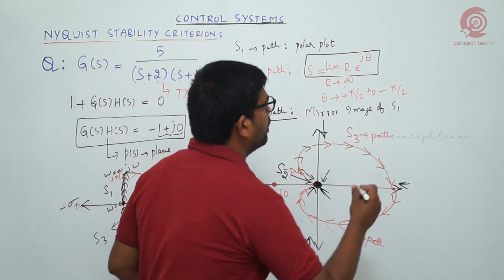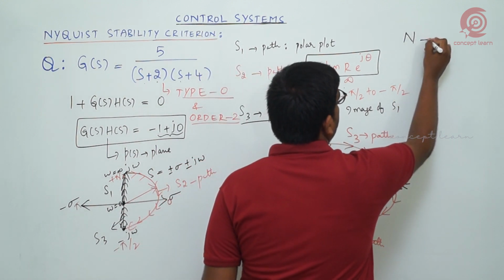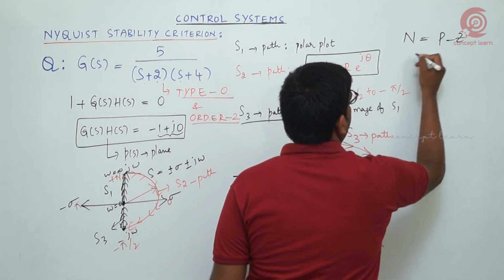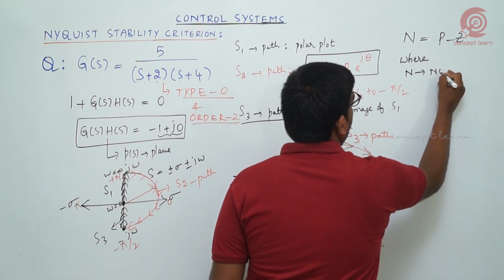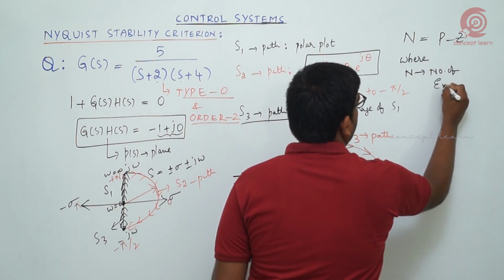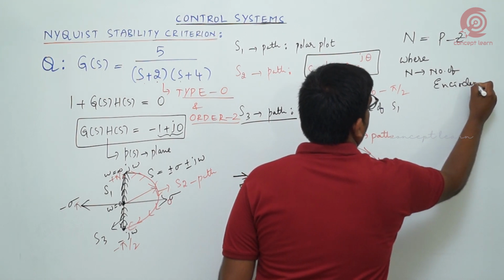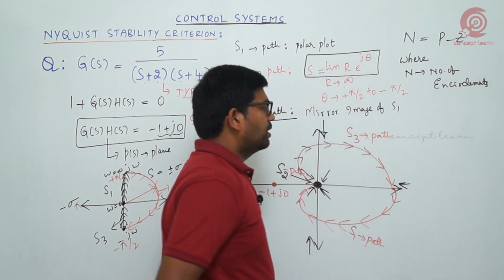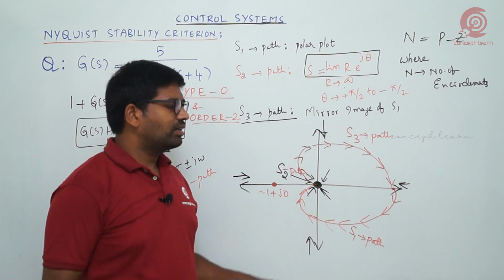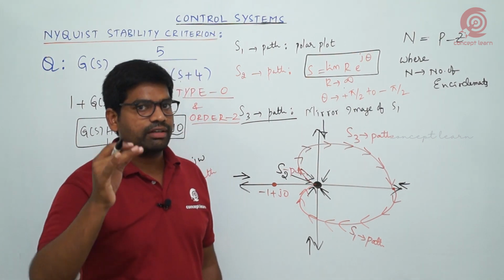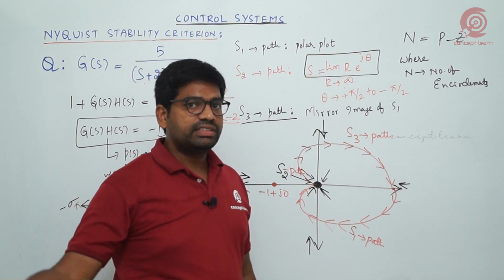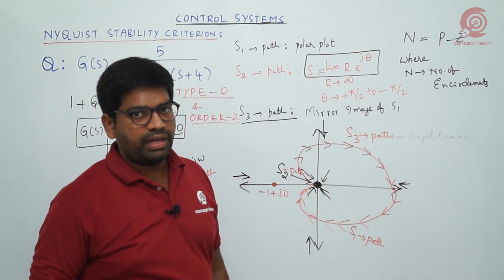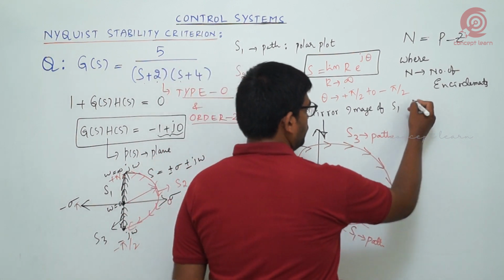What is the principle of argument? N is equal to P minus Z, where N is the number of encirclements. And one more thing, if the direction is clockwise, we take a negative sign for the number of encirclements. If it is anti-clockwise, we take a positive sign here.